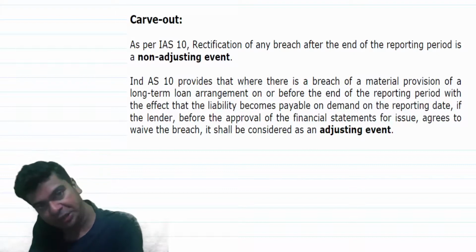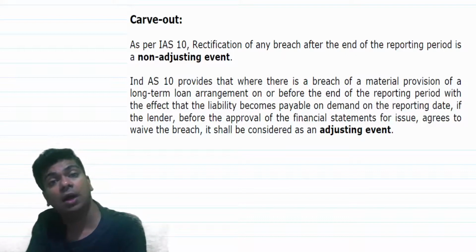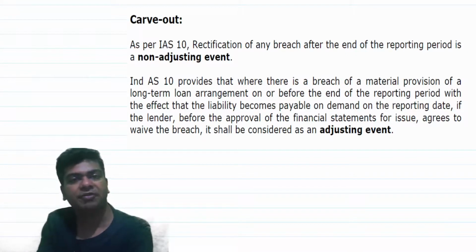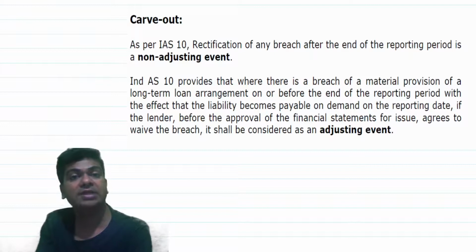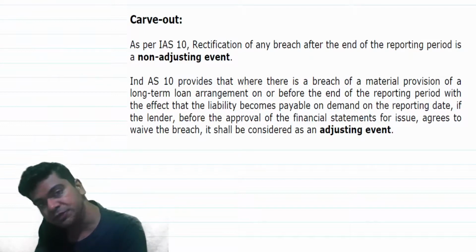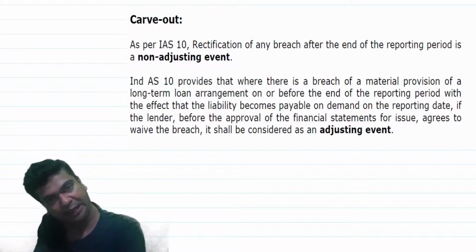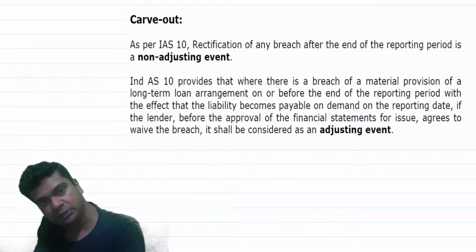There is an important carve out in Ind AS 10. What is a carve out? We understand carve out as a difference between the Ind AS and the corresponding IAS or IFRS. We know India has decided to go for convergence. Our existing accounting standards have been converged with the IAS and IFRS, and accordingly we have designed our Ind AS.